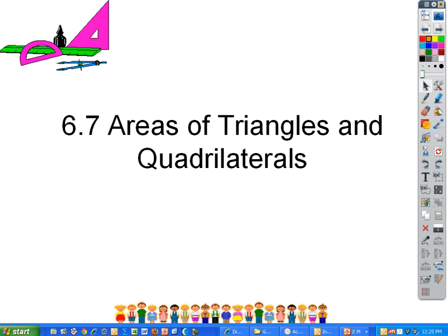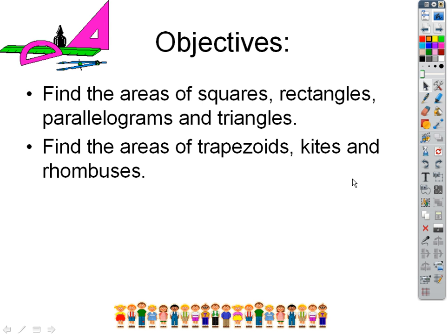All right, let's talk about areas of triangles and quadrilaterals. What could be more exciting? Areas of triangles and quadrilaterals. Okay, what we're going to do here essentially is just a lot of problems based on finding areas of different kinds of shapes, funny looking shapes.